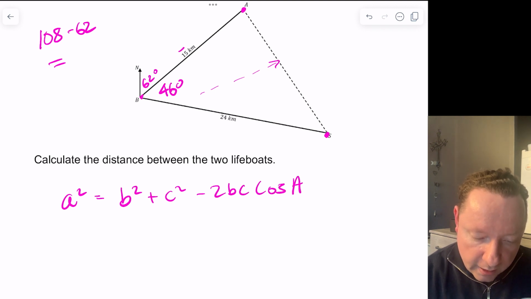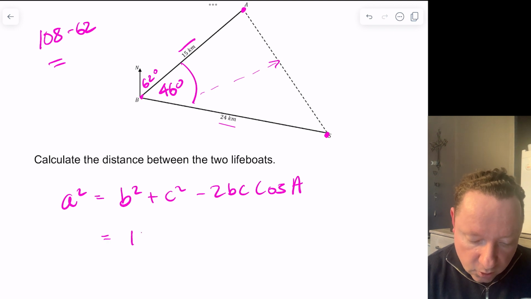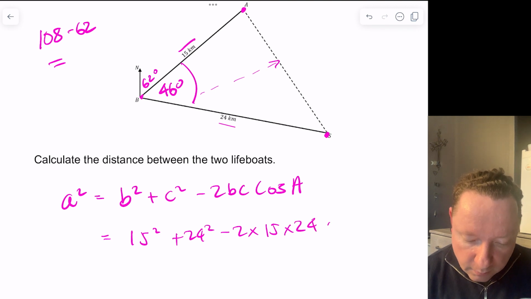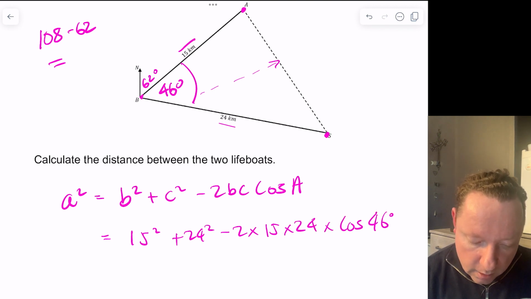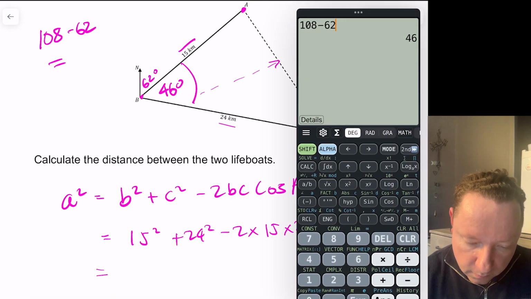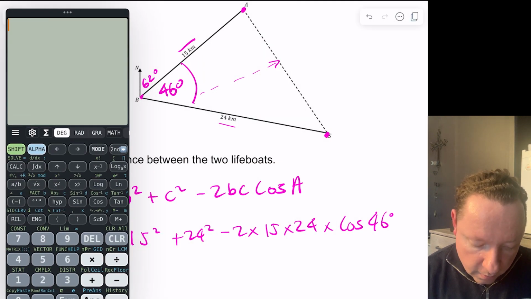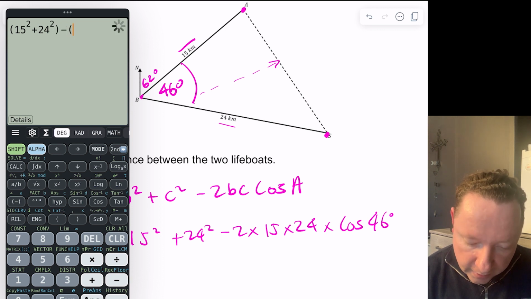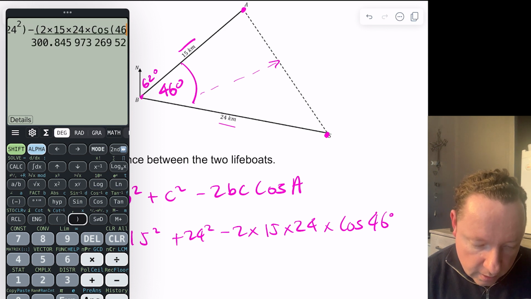where b and c are the lengths and the angle in between is your A. So that's going to give me, I'm not going to bother relabelling it, 15 squared plus 24 squared minus 2 times 15 times 24 times cos 46. So getting a calculator, 15 squared plus 24 squared in brackets, minus bracket 2 times 15 times 24 times cos 46 is 300.8459.